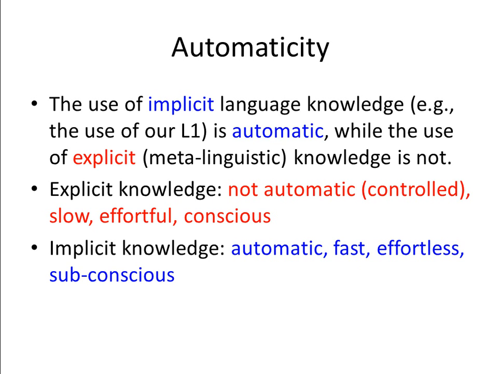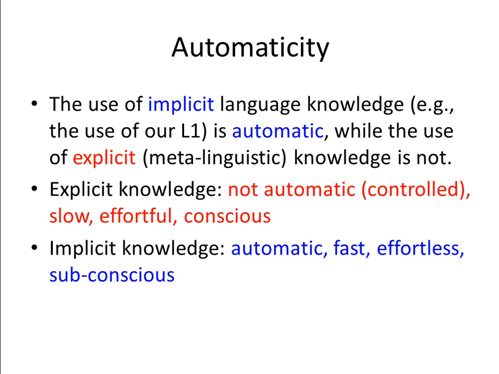And these two types of knowledge also differ in terms of automaticity. The use of implicit language knowledge, for example the use of L1, is automatic. So we can use our implicit language knowledge automatically, while the use of explicit or metalinguistic knowledge is not automatic. Sometimes it is called a controlled process. It is a slow process, and it is an effortful process. We have to make efforts to use our explicit knowledge. It's not easy, it's difficult, and we usually do it consciously.